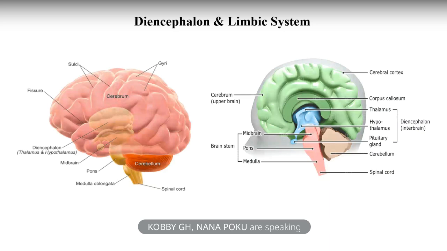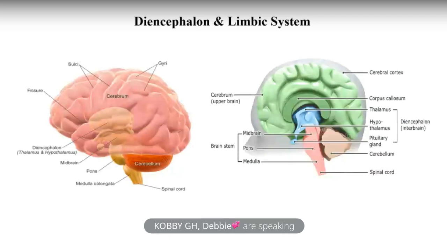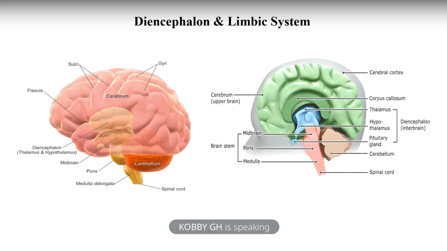One of the following structures is not part of the diencephalon. A, hypothalamus. B, thalamus. C, pituitary gland. And D, cerebral cortex. Cerebral cortex. Okay, that is fine.